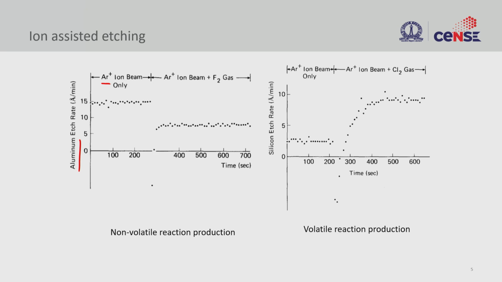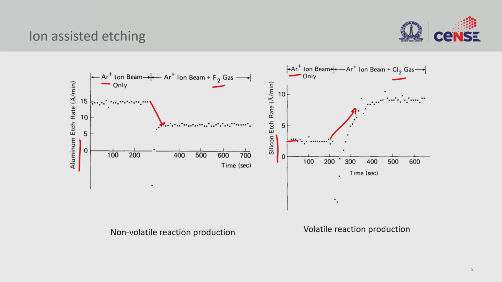The moment you pass fluorine, the etch rate actually goes down, right? So the etch rate goes down, and then you are reducing the etch rate. So though fluorine is known to be a radical, it is reducing the etch rate. But on the other hand, you take silicon and then you start with argon. So argon gives you a very abysmally low etch rate of 2 or 3 angstrom per minute, but then I bring in chlorine now. When you bring in chlorine, the etch rate increases.